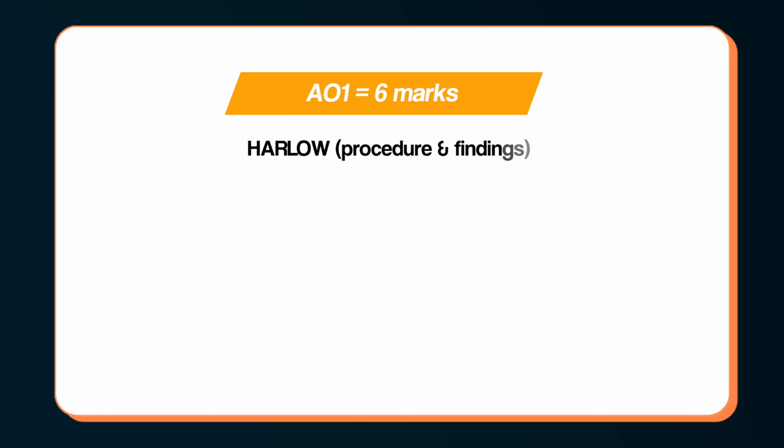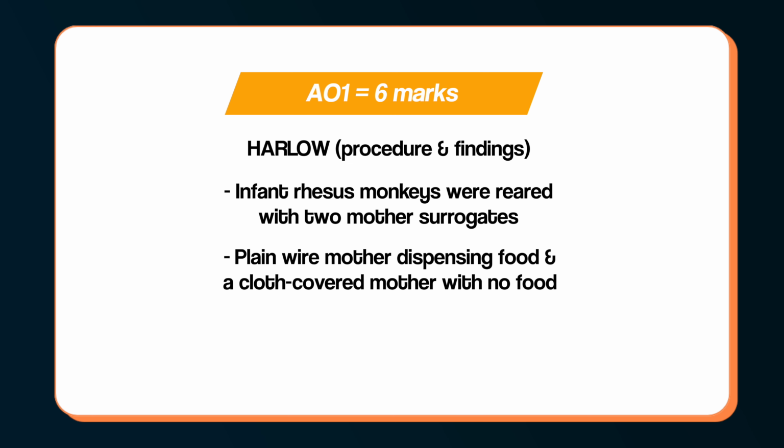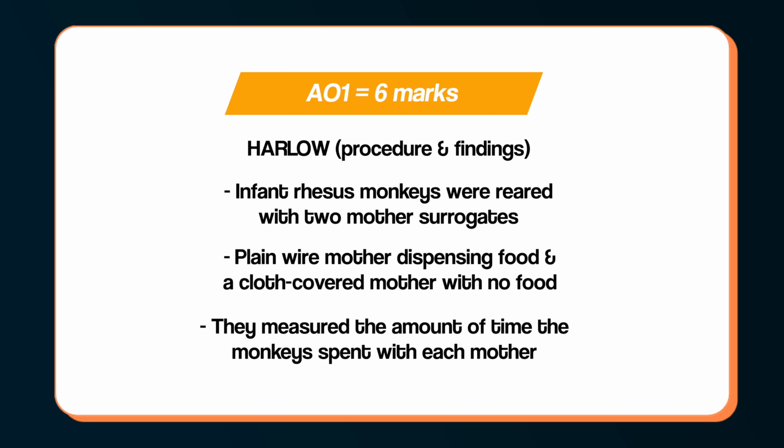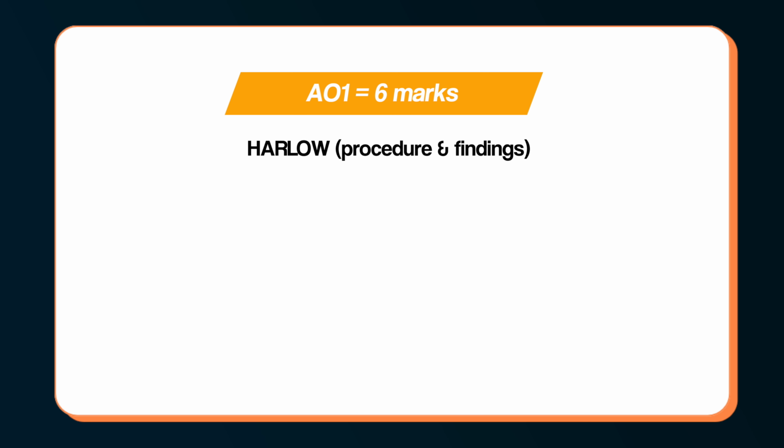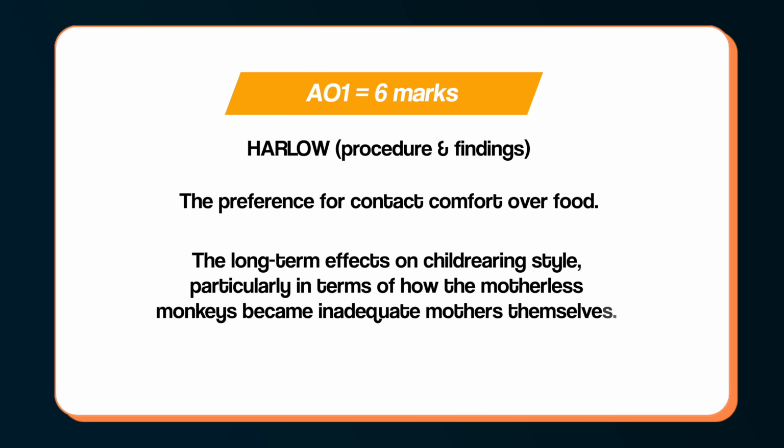For Harlow's research, you also want to write about his procedures and findings. So you could write about how infant rhesus monkeys were reared with 2 mother surrogates, a plain wire mother dispensing food, and a cloth-covered mother with no food. They measured the amount of time the monkeys spent with each mother. And in terms of the findings, you could write about the preference for contact comfort over food, and the long-term effects on child rearing style, particularly in terms of how the motherless monkeys became inadequate mothers themselves.